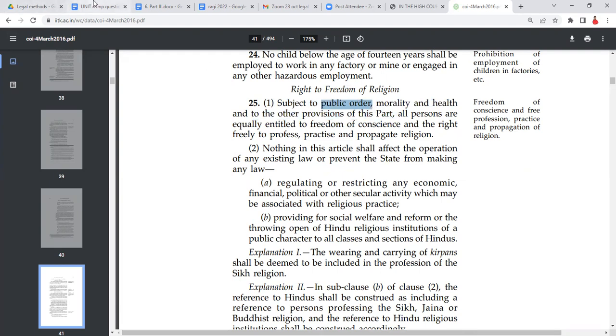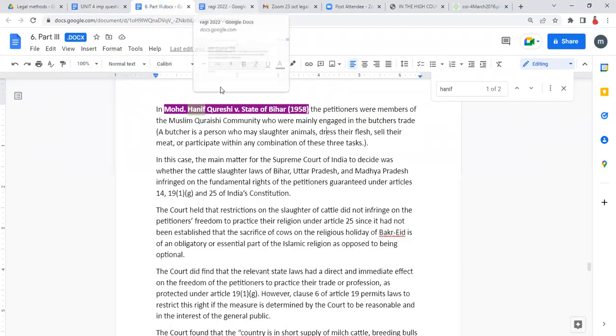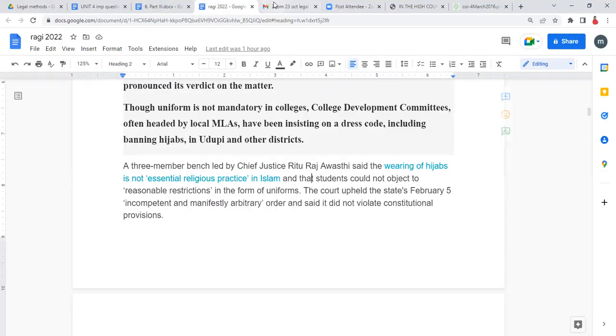So when we say that we are given this fundamental right to practice, profess, and propagate any religion, is it an essential part of the religious practice? Is it that without wearing hijab, you cannot practice, profess, or propagate your religion? That question is very important. It was said that wearing hijab is not an essential part of religious practice in Islam. Also, this restriction was not a universal restriction. It was only that because the college is prescribing a uniform, inside the classroom you are not allowed. Otherwise, you are allowed to wear it.